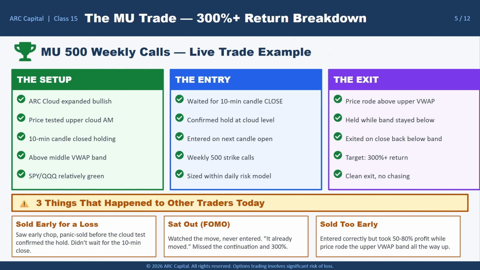All right, so the MU, we had the 500 weekly calls live trade example. The setup: our clouds expanded bullish off the open. So we ended up today having an early entry. I'm going to go into this in a little bit. Price tested the upper cloud in the morning, 10-minute candle close holding above the middle VWAP band, and SPY and QQQ were relatively green on the day.